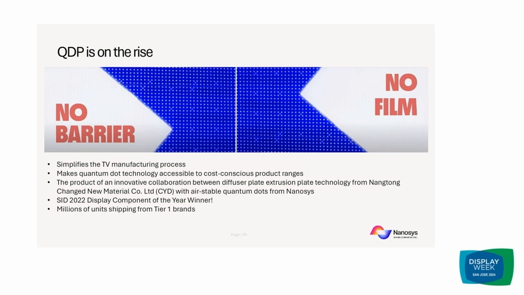So you'll see millions of these units now shipping from Tier 1 brands, and it's really poised to take over what I was talking about, the rest of this mainstream market that is not yet being addressed by wide color gamut displays.